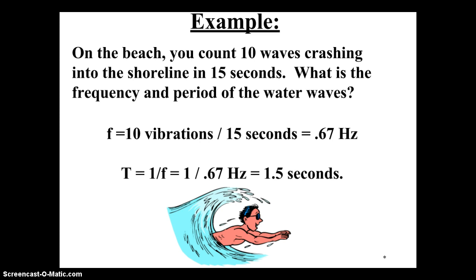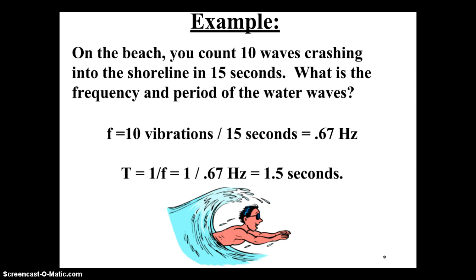An example. Here we're on the beach. Whoa, surf's up, dude. And you count 10 waves crashing onto the shoreline in 15 seconds. What's the frequency and period of the water waves? Well, if you find one, the other one's pretty easy. So frequency is the number of waves divided by the time. So we would take 10 waves divided by the 15 seconds. You do the math and you get 0.67 hertz is the frequency.